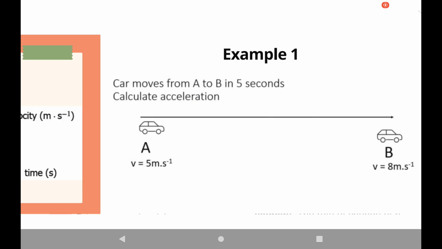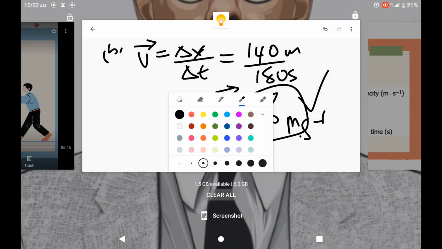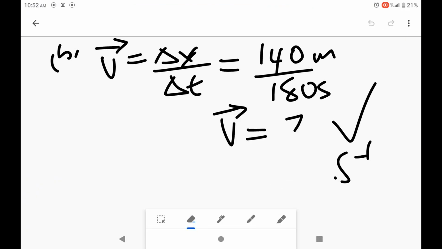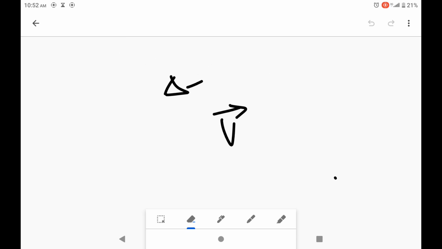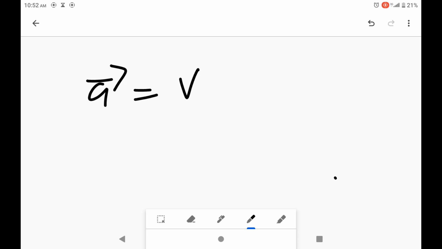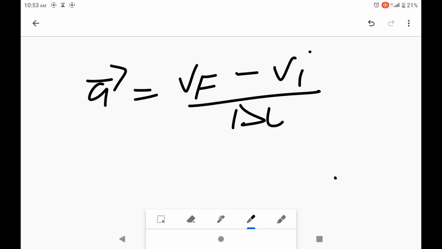A car moves from A to B in 5 seconds. Calculate acceleration. So let's try to do it. It's simple. Just remember what your V final is and what your V initial is. You're going to say acceleration equals V final minus V initial divided by change in time.